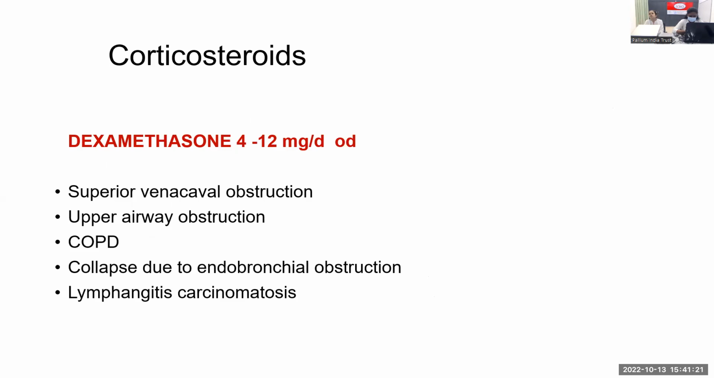Another drug which we can use is dexamethasone. When you have a huge tumor mass obstructing your trachea or any other areas in the respiratory system, you can use dexamethasone, which will reduce the tumor edema and shrink it a little bit so that they get some space to breathe in. Found very, very effective in many terminally ill patients. So that is one drug that you can use.